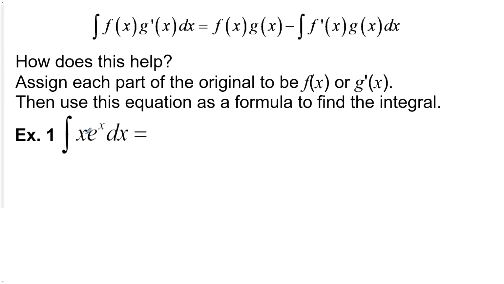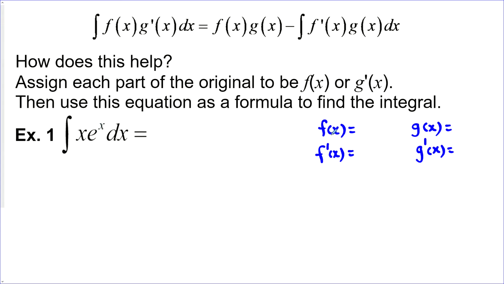We need to pick one part of this integrand to be the f of x. So I'll write that over here. And one part needs to be the g prime of x. So I'll write that here. Now I like to do my derivatives going down, so that's why I wrote this one here. We're going to need an f prime of x here, and we're going to need a g of x here and here. So we'll have to take the antiderivative of that piece.